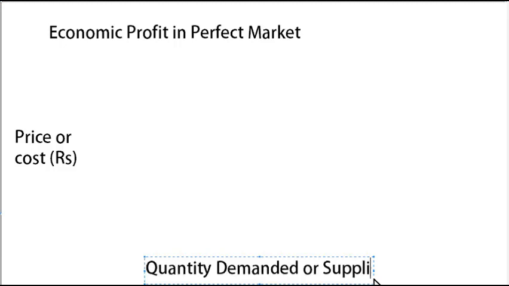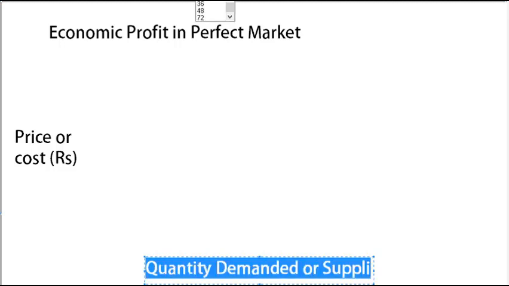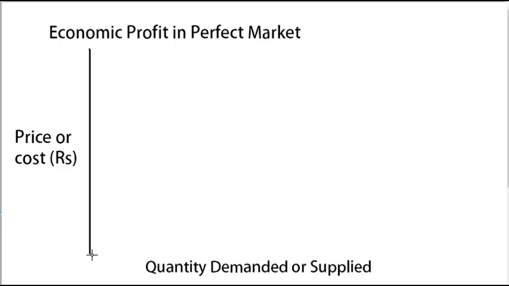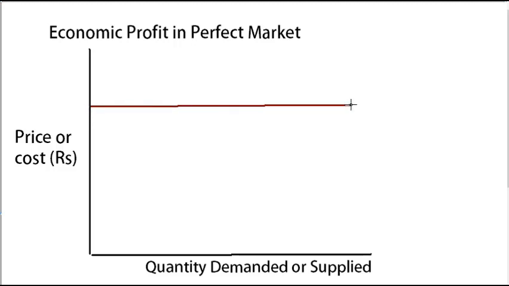So we will draw the y-axis and x-axis, and since we know that there are a large number of buyers and sellers, the demand is almost horizontal. We know that the price, the demand, and the average revenue are the same. So this is the horizontal line, which is your demand. The price will remain the same. You can increase your quantity demanded or supplied, but the price will remain the same.